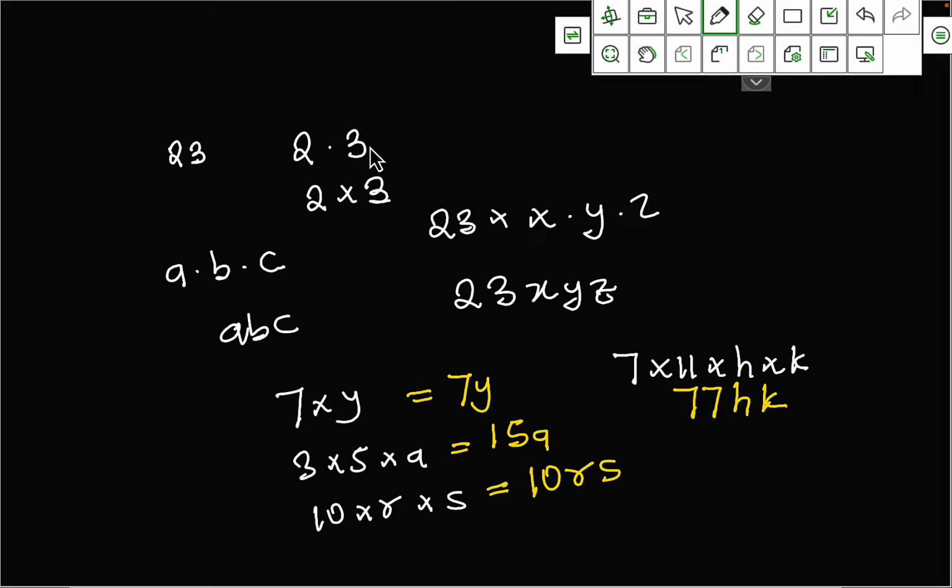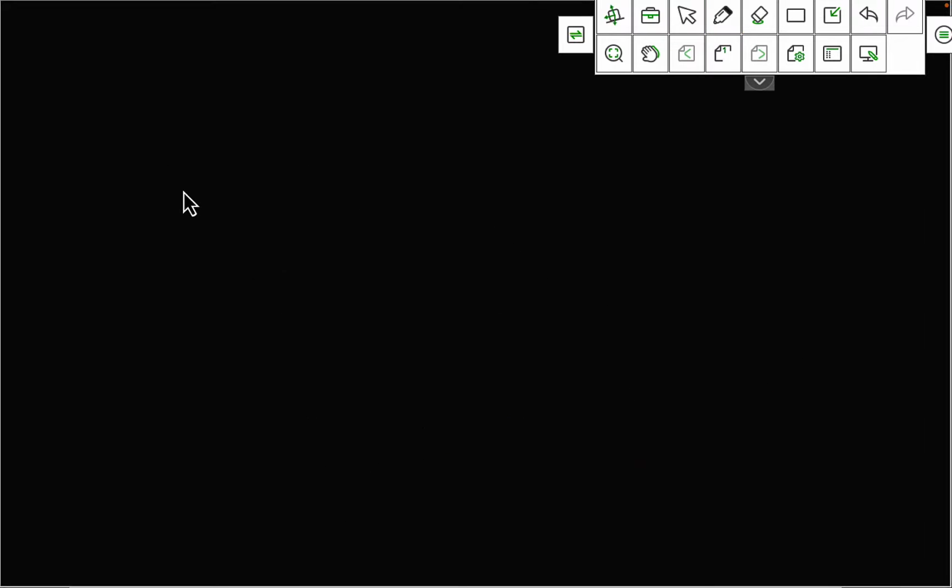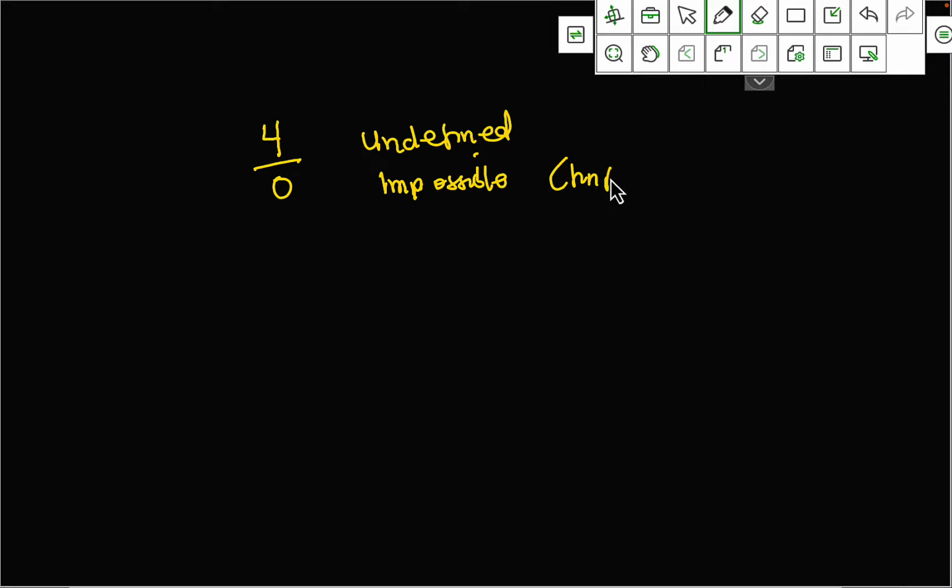If you write 23 in arithmetic, it's 23. You cannot say it's 2 times 3. It doesn't make sense. But I can write 2A in algebra, and it will make a lot of sense. In arithmetic, 4 divided by 0 is undefined. In simple terms, you say that is impossible. Okay, it's more like an infinite.